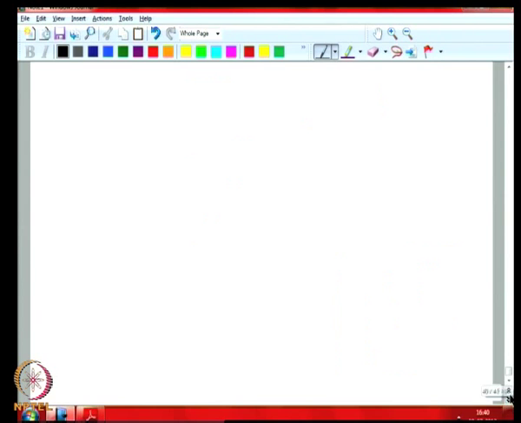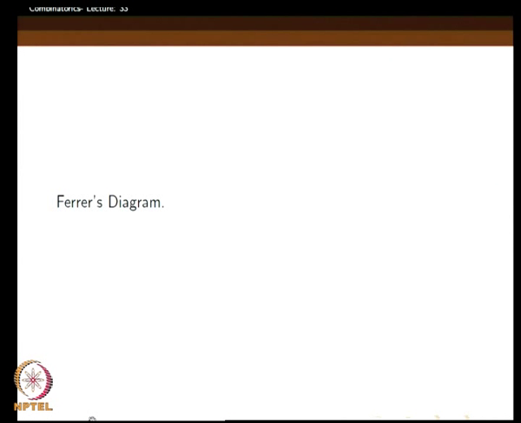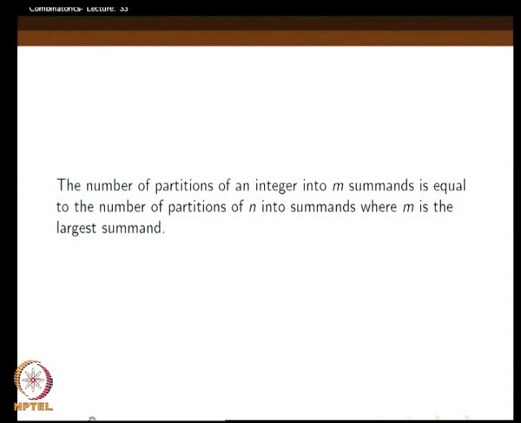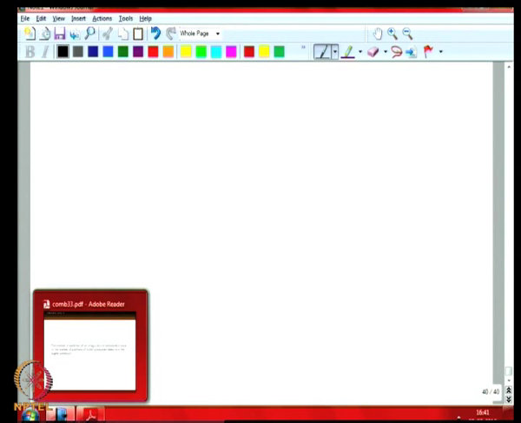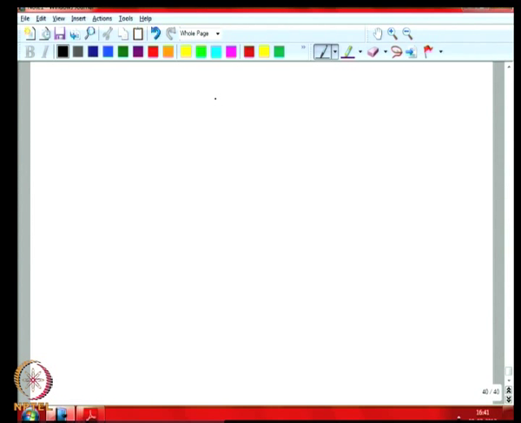Look at this statement. The number of partitions of an integer n into m summands is equal to the number of partitions of n into summands where m is the largest summand. Again, we are considering different types of partitions. Given n, we are talking about p_m(n), that means the number of partitions of n into m summands.